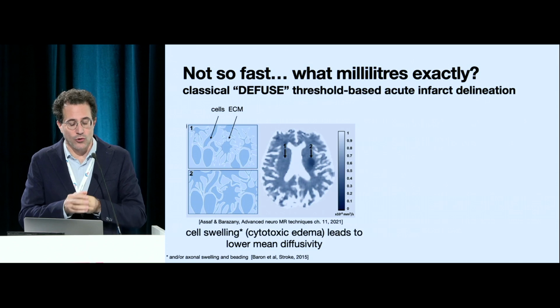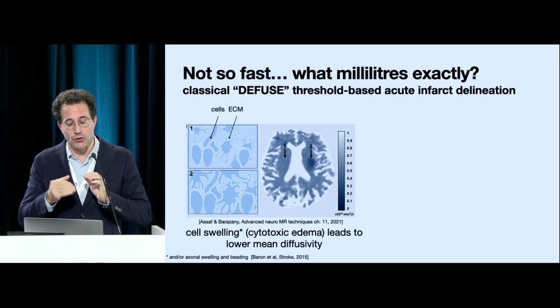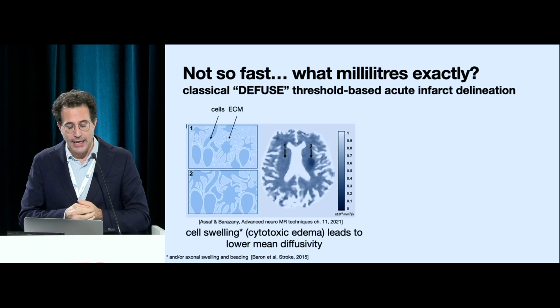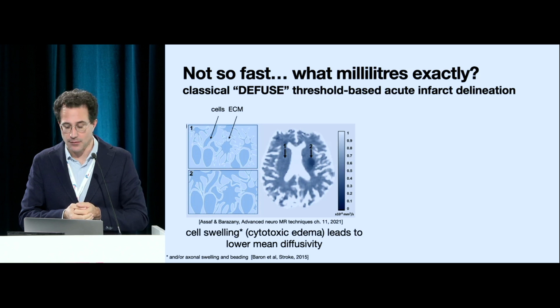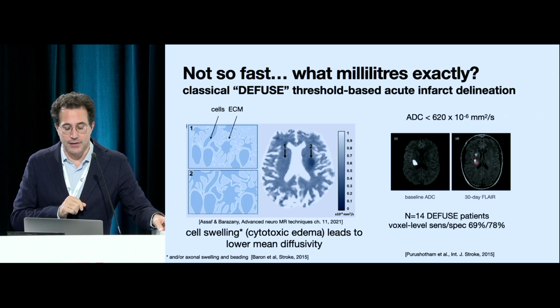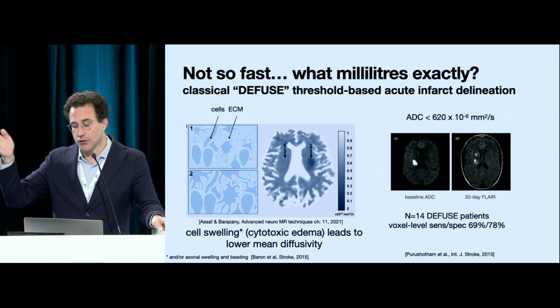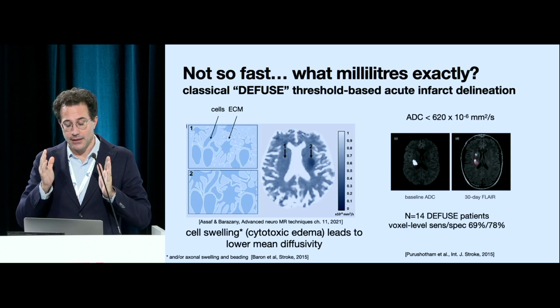Essentially, the core observation is that the cytotoxic edema leads to cell swelling, which then reduces your diffusion coefficient. You can see on the image here, on the right versus left, these two. And so essentially, the mean diffusivity lowers, and this you can observe, for example, on the ADC image. And so with this observation, a study from 2015 was conducted on 14 patients. And they said, okay, what's the threshold on the ADC value that gives me maximal sensitivity and specificity for the final infarct, right? So they measured with a 30-day FLAIR on the right that you see, and they tried to maximize this overlap, okay? And that's basically the threshold.